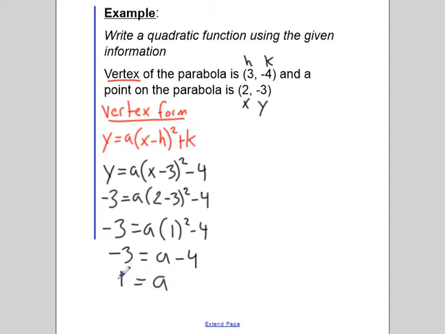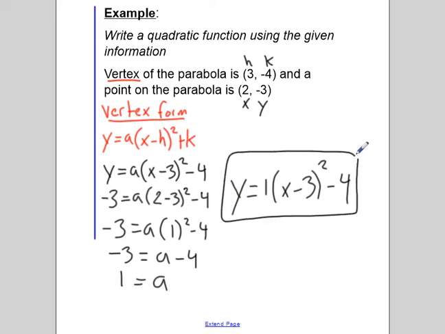Now that I have an a equal to 1 and an h of 3 and a k of 4, I can now write my final answer. My final answer is y is equal to 1 times x minus 3 squared minus 4. So now I have created my equation in vertex form using the given information. Since it's a 1 in front of the x minus h parentheses, it is optional whether you want to write it or not. It's completely up to you.